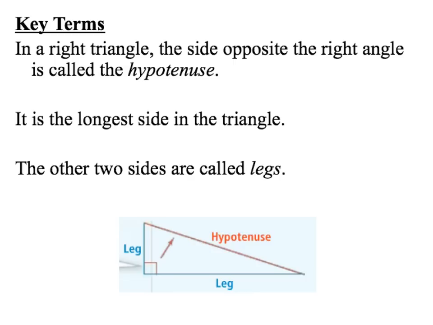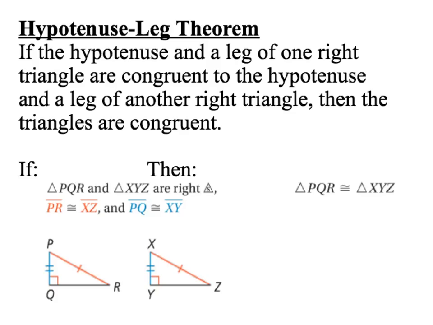First, you have to remember what the hypotenuse is. Every right triangle has a hypotenuse, and the hypotenuse is always the longest side, and it's always straight across from your 90-degree angle. The other two sides are called legs, just like in an isosceles triangle.